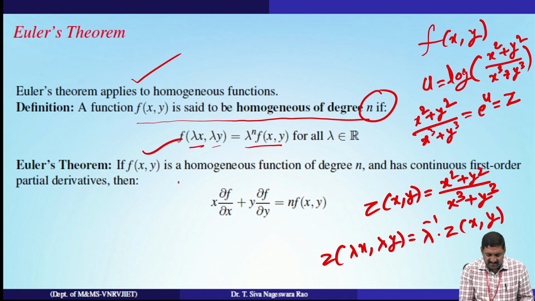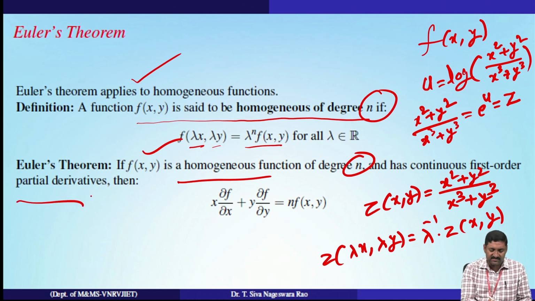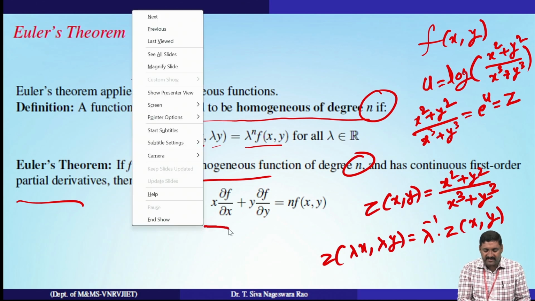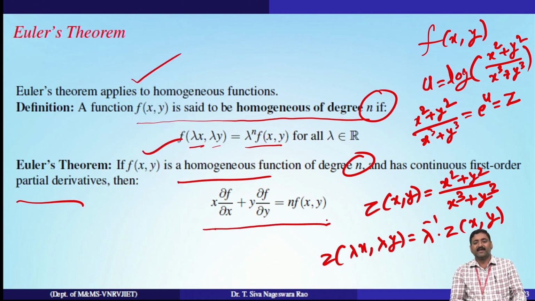Now what is Euler's theorem statement? If f of x comma y is a homogeneous function of degree n and has continuous first order partial derivatives, then x multiplied with dou f by dou x plus y multiplied with dou f by dou y is equal to n multiplied with f of x comma y. This is Euler's theorem for a function involving two variables. Similarly, we can extend it for three variables also.